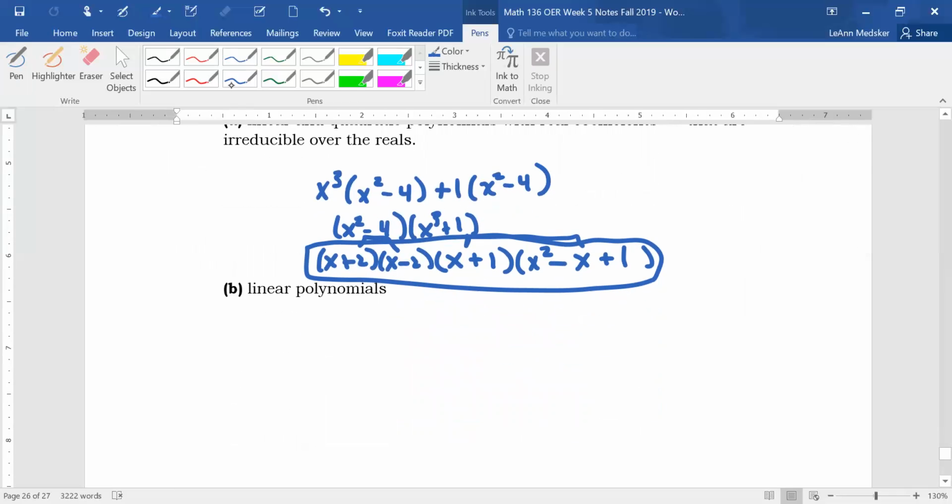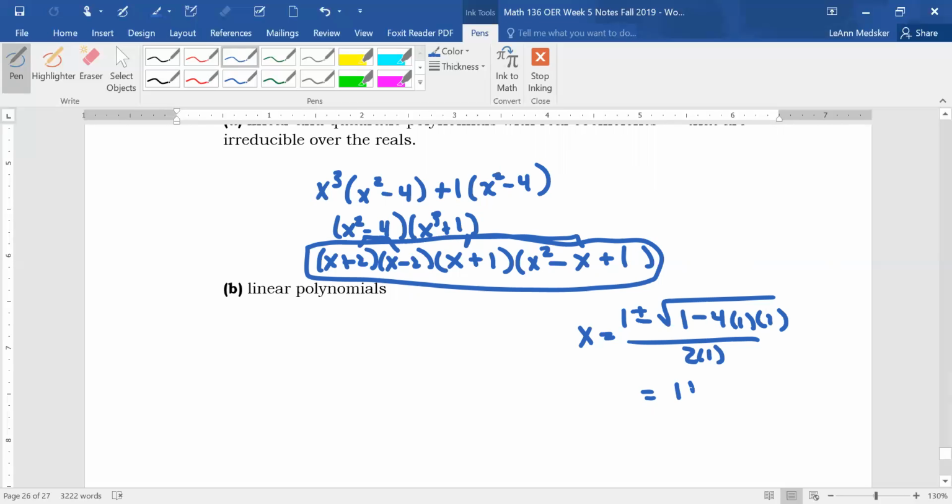So then we would want to factor this last part using imaginary or radical solutions that don't reduce by using quadratic formula. So this one is x equals negative b plus or minus square root b squared minus 4ac all over 2a. This is 1 plus or minus the square root of negative 3 over 2. So since this is going to have an i, we're going to split it up. So it's 1/2 plus or minus square root of 3 over 2 i.